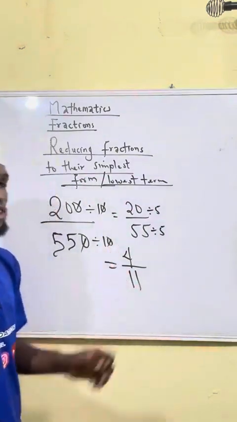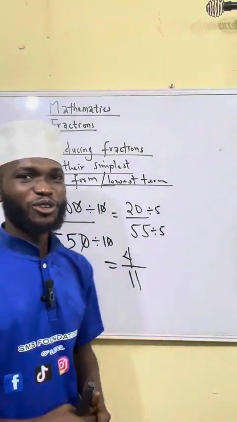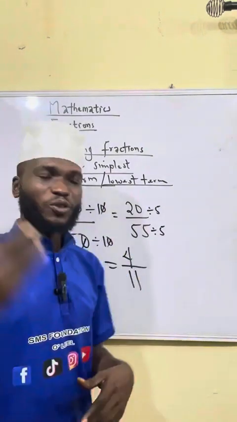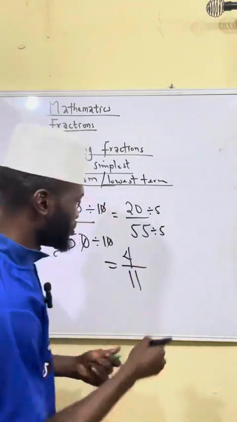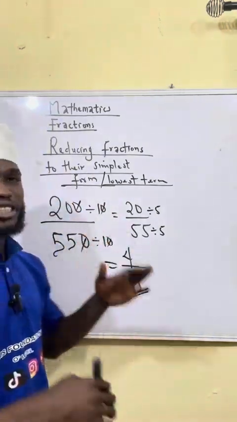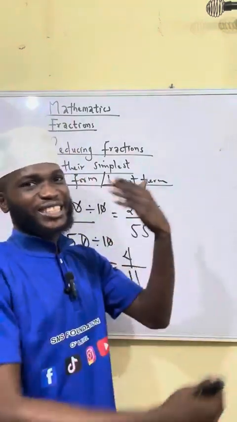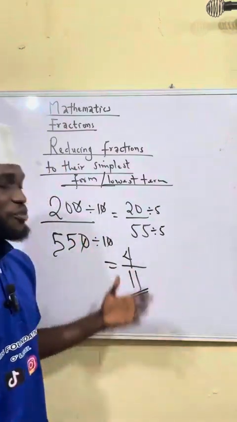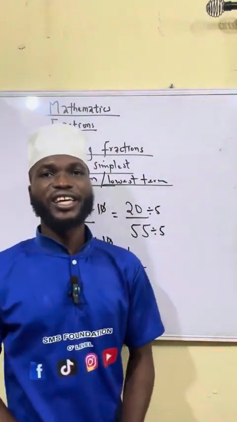Now, look at the result that we have, 4 over 11. Do we still have anything that can divide both of them, apart from 1? When you get to the point where it is only 1 that can divide, stop. That will be your final answer. It is only 1 that can divide both, and you don't need to use 1, because you keep getting the same result. So this is how to reduce a fraction to its simplest form.